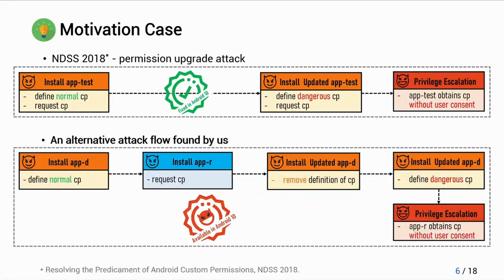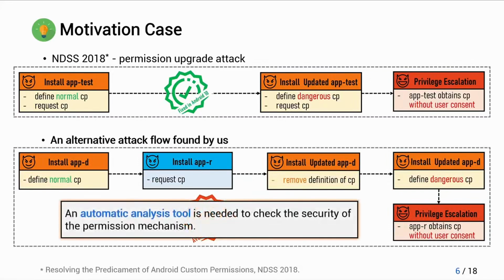This preliminary exploration motivates us to think about how to effectively check the security of the custom permission mechanism. The previously fixed bug may be only the tip of the iceberg, and an automatic analysis tool is needed.